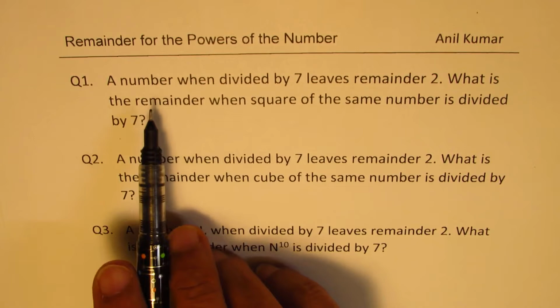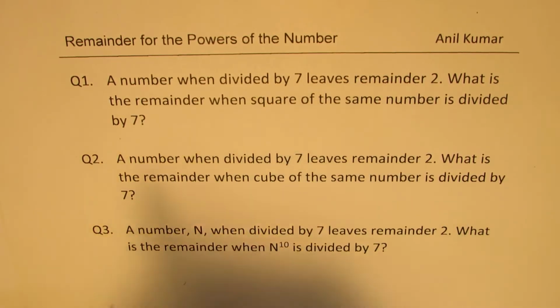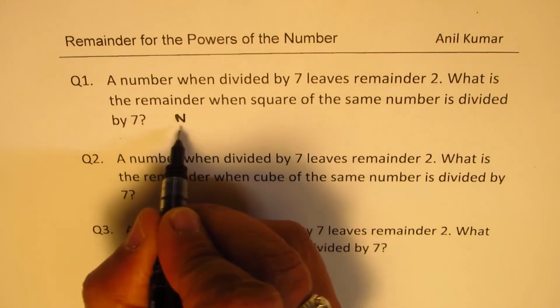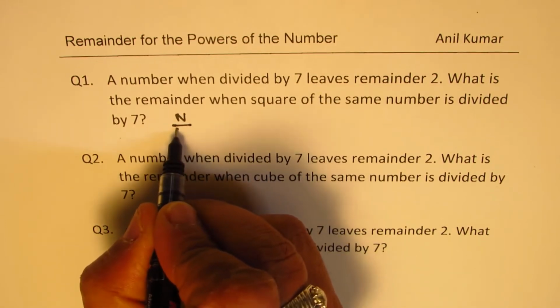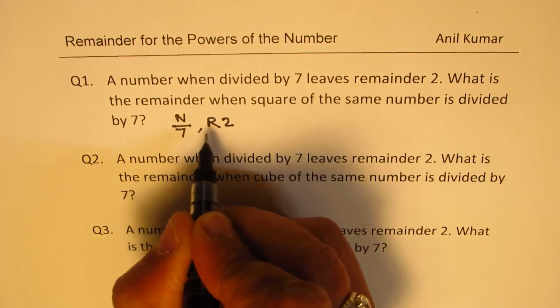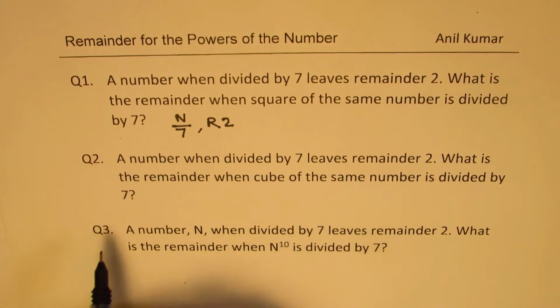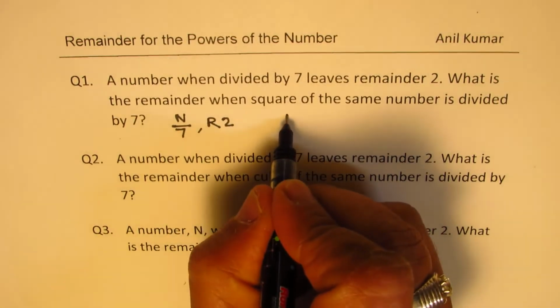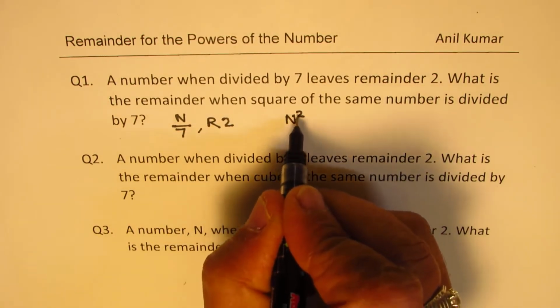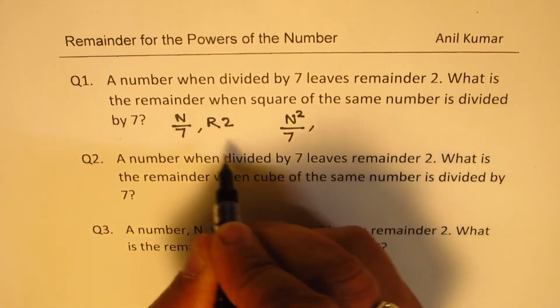Now when we say that a number when divided by 7 leaves a remainder 2, then whatever the number be, let's say n is the number, when you divide this by 7, we are saying the remainder is 2, right? So that is what we are saying. Now, what happens when square of the number is divided by 7? Whenever you divide the square of the number by 7, the remainder also gets squared.